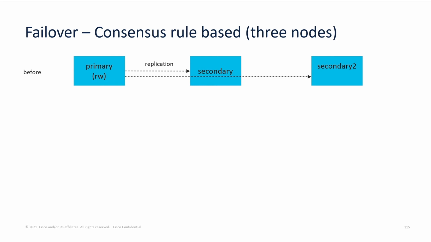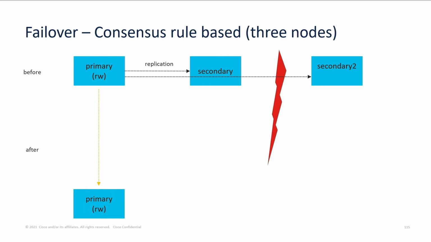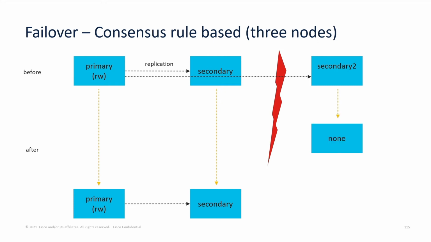A quick review of a different kind of network error. In this case, the secondary loses connection. The primary will continue to be primary in read-write mode because it didn't lose any connection with its secondary node. And then when the network connection is restored, the secondary node will connect to the primary, and we have restored redundancy with three nodes.